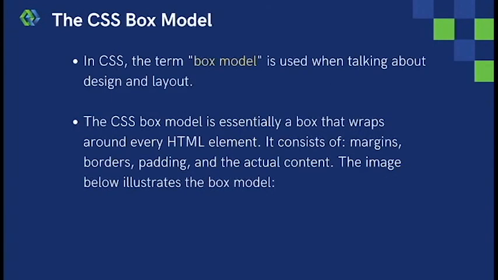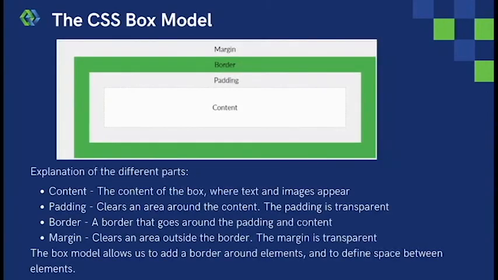Okay, and the CSS box model. So in CSS, the term box model is used when thinking about design and layout. So the CSS box model is essentially a box that wraps around every HTML element. It consists of margins, borders, padding, and the actual content. So the image below illustrates, okay. So not below, it's the next slide. Okay. So explanation for this. So the content of the box are the text and the images appear.